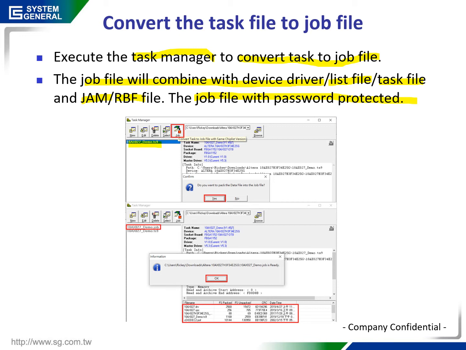When you create a task file, you can click the job icon. When you click the job icon, the GUI will pop out the message: do you want to pack the data file into the job file? At this moment, you can click yes. Once you click yes, the GUI will start to pack the job file. After several seconds, you can see the GUI will pop up that the job file is ready. Then you can click OK. In the screenshot, you can see the job file will include these materials: job driver file, RBF file, JAM file, task file, and also the device driver.